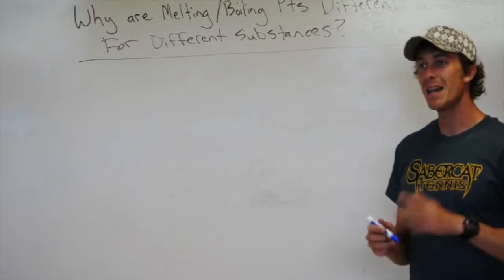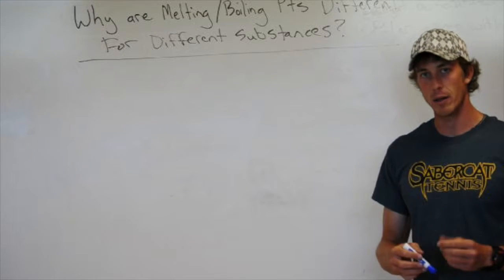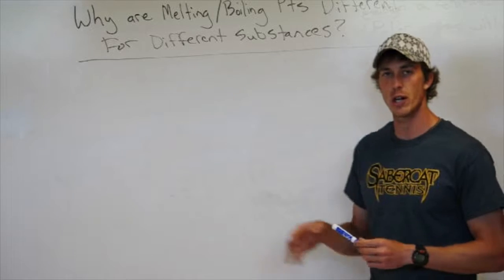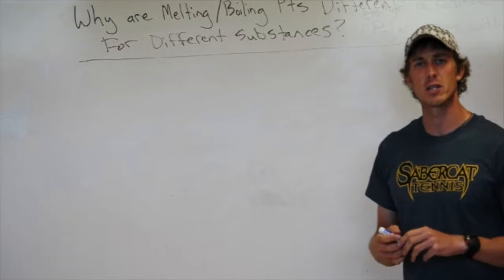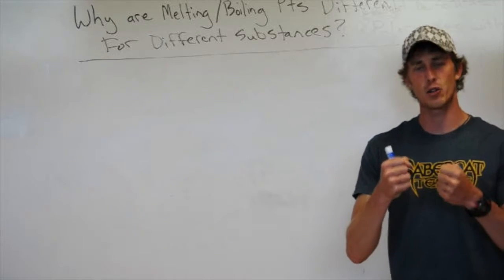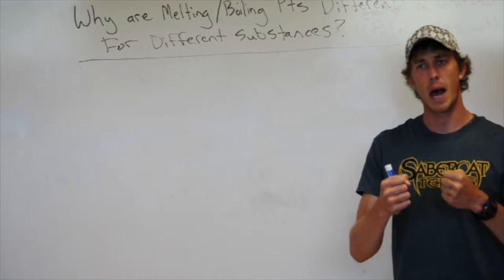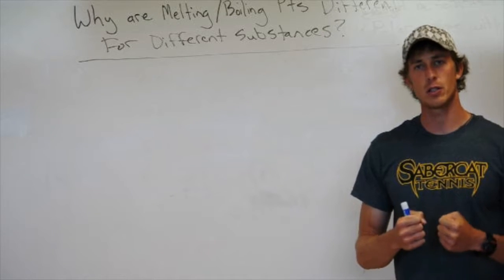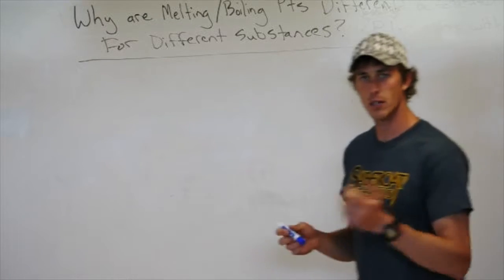Okay, so the main idea is there's an attraction, and I mentioned that in the phase change diagram. You're breaking attractions, and depending on how strong the attractions are between those compounds, that's going to determine the melting point and the boiling point. So let's just look at a couple.